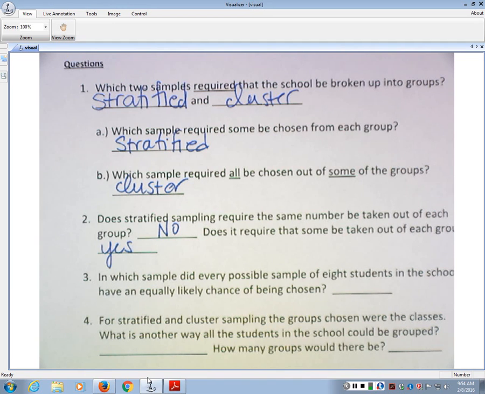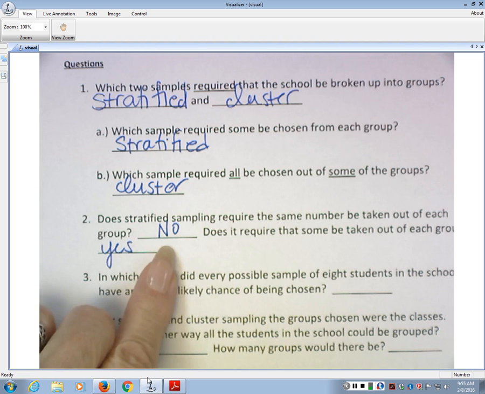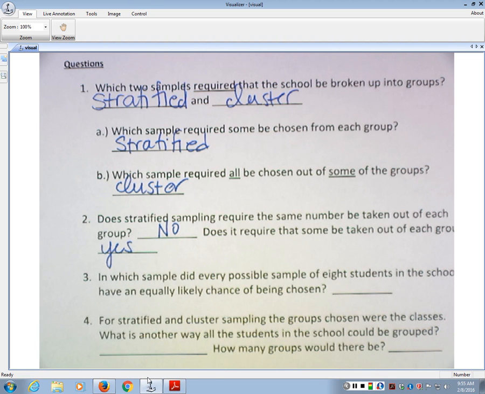So, would it necessarily have to be that I chose the same number from the students that are taking less than 12 credit hours and the students that are taking 12 or more credit hours? Do I need to take the same number from each group and actually get a representative sample? No, because only 4 of you are taking less than 12. So I would want to take fewer from that group and more from the group that are taking 12 or more. So does it require the same number from each group? No.